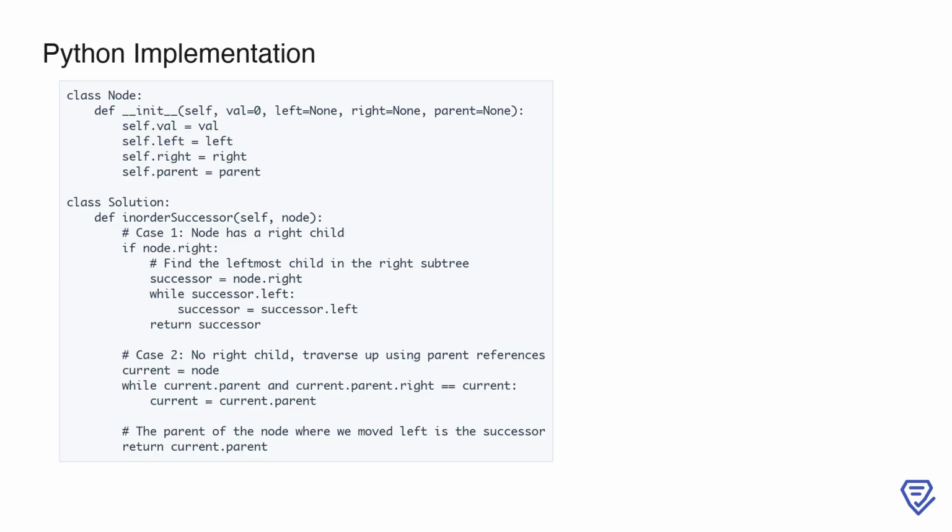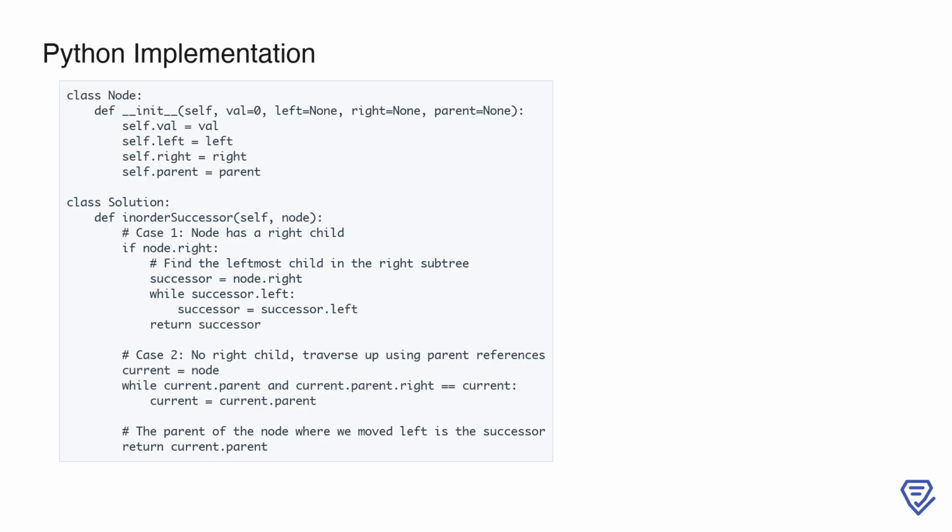This solution determines the inorder successor of a given node in a binary search tree, BST, where each node has a reference to its parent. The algorithm handles 2 primary cases to find the successor. Case 1, node has a right child. If the node has a right child, the successor is the leftmost node in the right subtree. This is achieved by traversing the left children of the right subtree until no more left children exist. The while loop ensures that we find the leftmost descendant in the right subtree, which is the inorder successor.